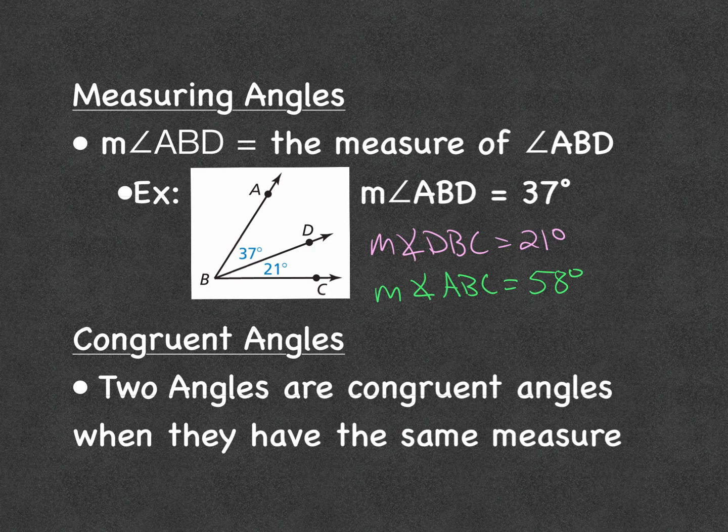All right. So then we have congruent angles. 2 angles are congruent when they have the same measure. Congruent just means what? Equal. Equal or the same, right? So, pretty simple there. Next.